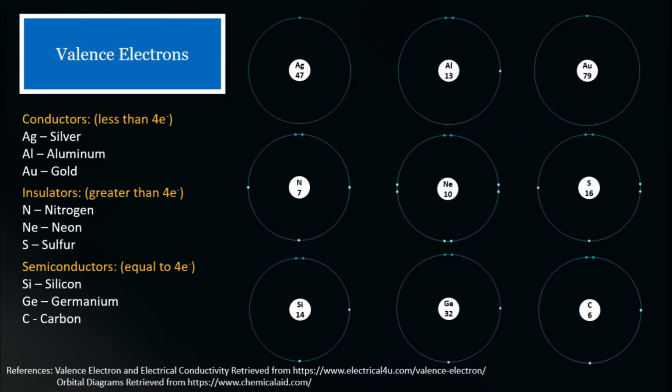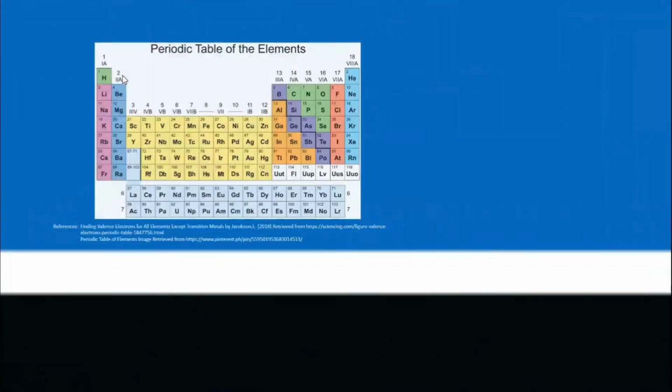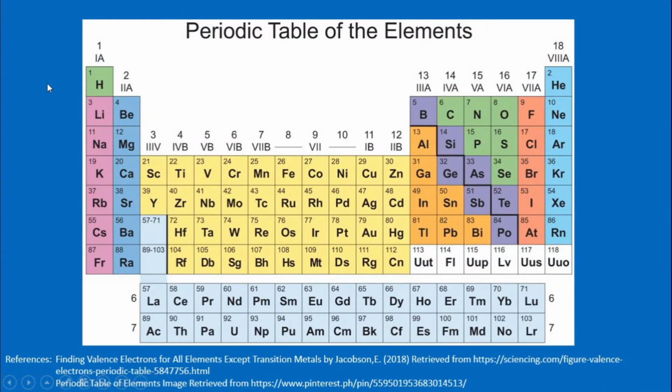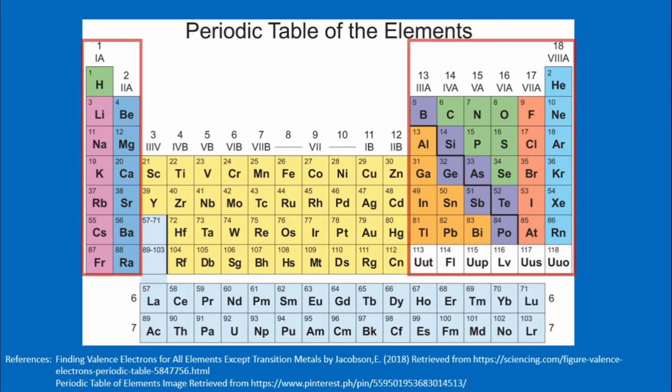There is actually a shortcut in determining the number of valence electrons, and we will be using the periodic table. Shown here is the periodic table. Before I discuss the shortcut, I'll give a disclaimer first. The shortcut that we will be discussing is only applicable to these elements. In other words, these elements here, called the transition metals, are an exception to this shortcut, since finding the number of valence electrons for these elements needs a thorough understanding of the electron configuration, which we will no longer tackle in this course.